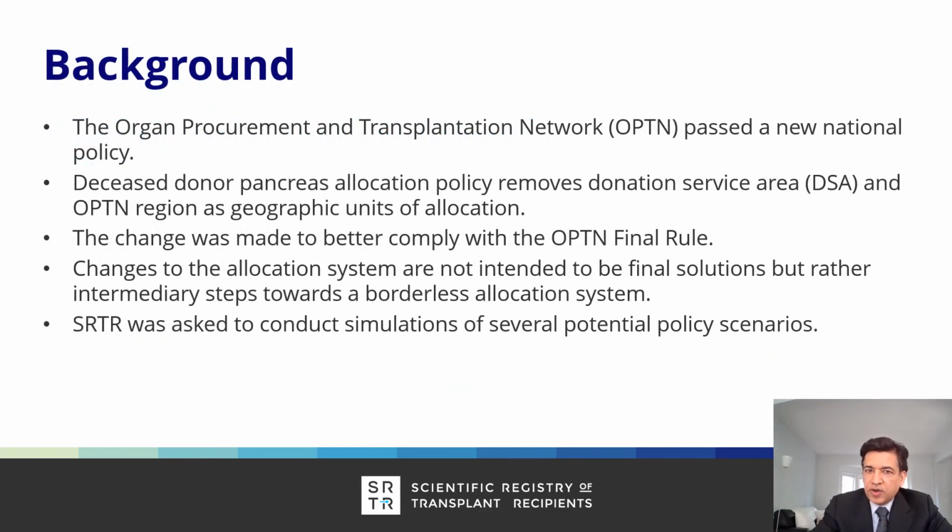The Organ Procurement and Transplantation Network, OPTN, passed a new national pancreas policy. This deceased donor pancreas allocation policy removed donor service area, or DSA, and OPTN region as geographic units of allocation. The change was made to better comply with the OPTN final rule. Changes to allocation policy are not intended to be final solutions, but rather an intermediary step towards a borderless allocation system. The SRTR was asked to conduct simulations of several potential policy scenarios that I will go over next.